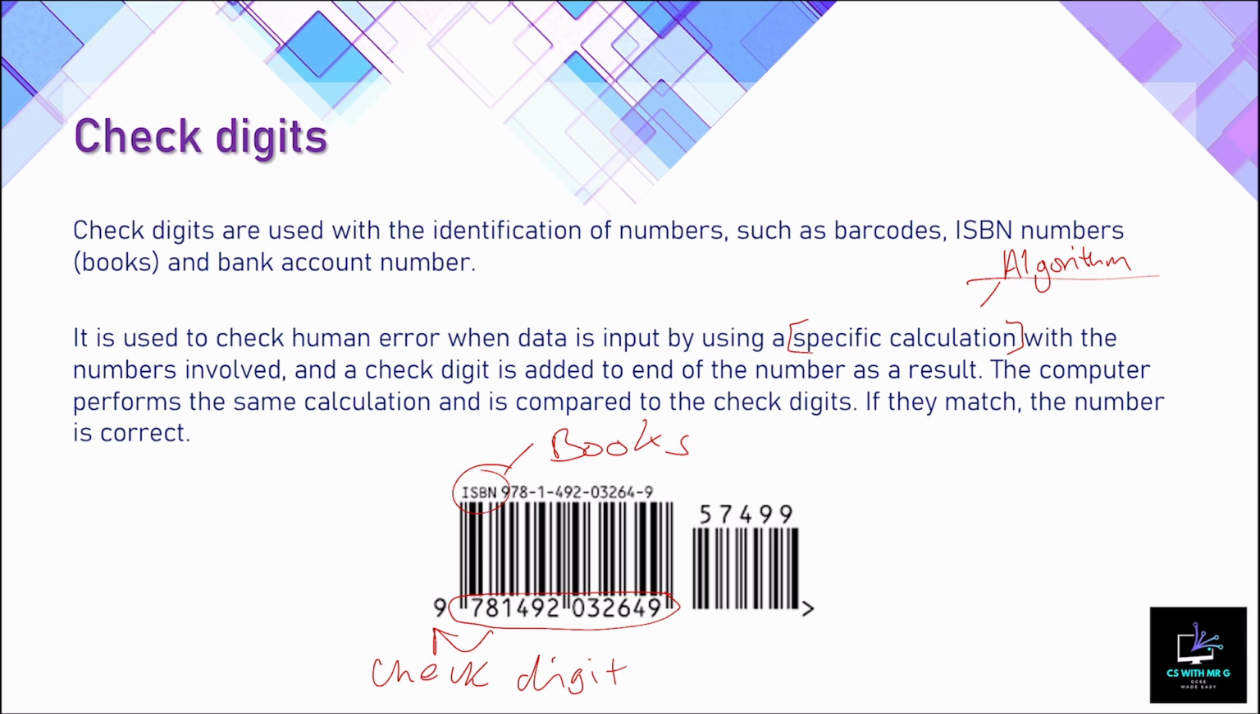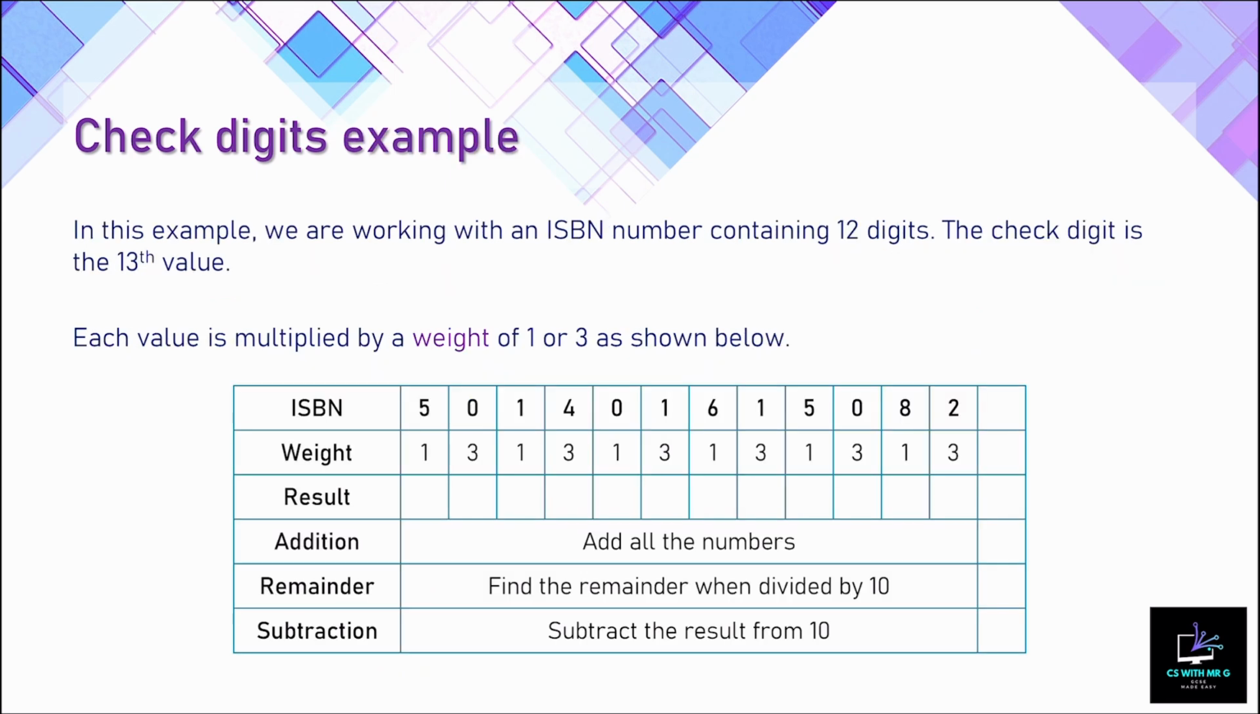Now, common examples of where this might be used, I've mentioned here: barcodes, ISBN numbers, and bank account numbers. When we are inputting these numbers into any sort of system, the number is run through a check digit, which will make sure that the whole number is correct and that the number matches whatever it is that you're typing in. So now we'll run through an example of how a check digit might work. In this example, we're working with an ISBN number, which contains 12 digits. The check digit itself is going to be the 13th digit at the end of the sequence. So we're going to put the check digit in this box.